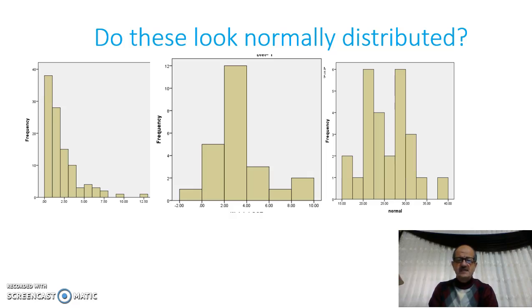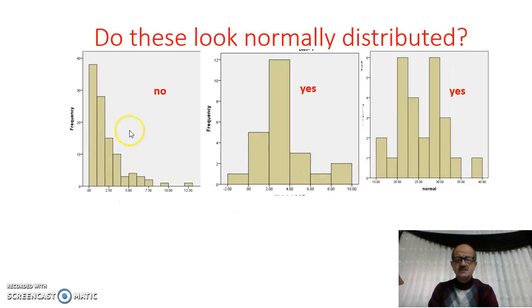Do these look normally distributed? For instance, you can see that the first distribution is not normal. However, these two distributions are normal. These distributions are normal, and this one is not normal.